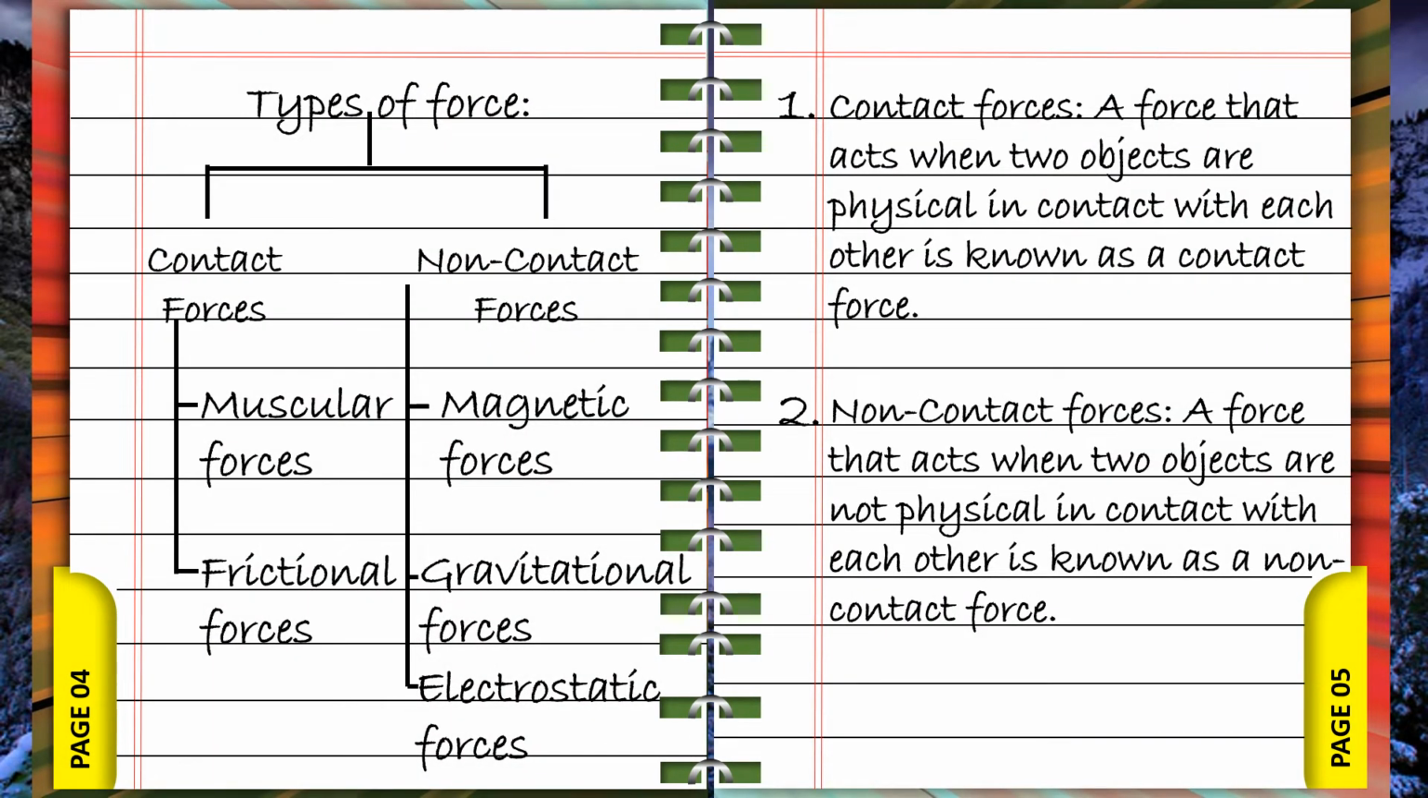Next, types of forces. There are two types of forces, contact forces and non-contact forces. Contact forces are further divided into muscular forces and frictional forces. Non-contact forces are divided into magnetic forces, gravitational forces, electrostatic forces. Contact forces are forces that act when two objects are physically in contact with each other. And non-contact forces are forces which act when two objects are not in contact with each other.